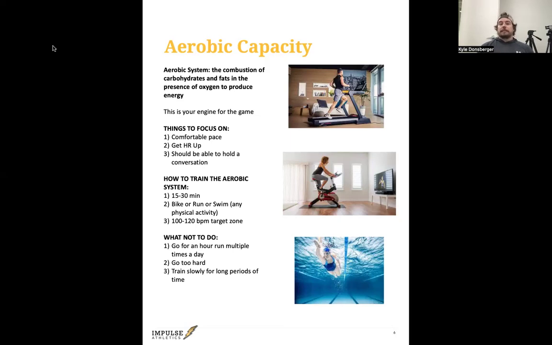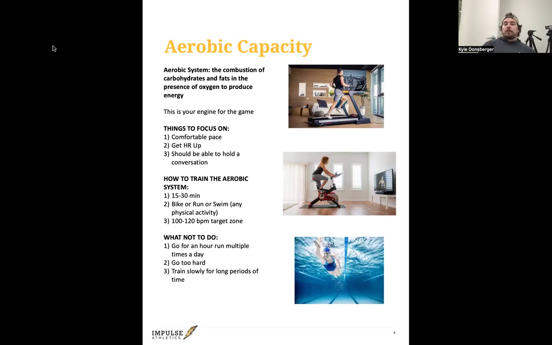The next one is how to train the aerobic system. We're looking at that 15 to 30-minute range. You don't have to go for 2-hour runs. You don't have to go for 30K runs. It's nice and easy. You can bike, you can run, you can swim, you can do any other type of physical activity, something like a Zumba class if you want. But we want to hit that 100 to 120 beats per minute target zone. So we're just working on a comfortable pace.